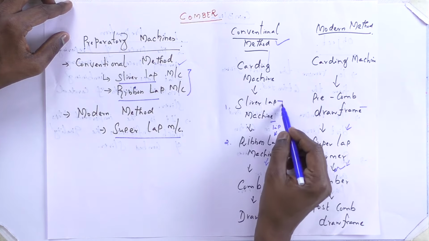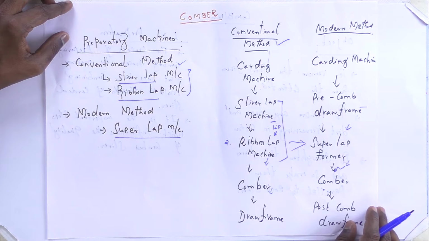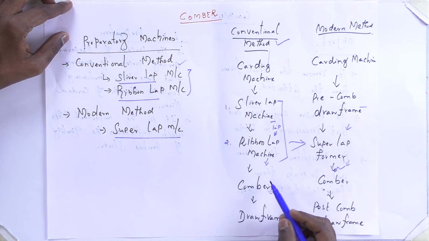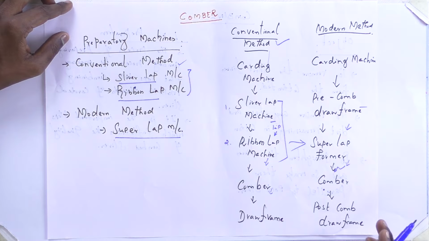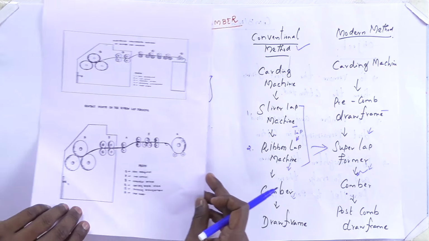Here, instead of using sliver lap and ribbon lap, we can use only one machine, that is the superlap former. So the feed material for comber can be ribbon lap or superlap. The remaining processes are all the same. After combing, the material goes to the draw frame, then simplex, then spinning for producing the spun yarn. So what is sliver lap?